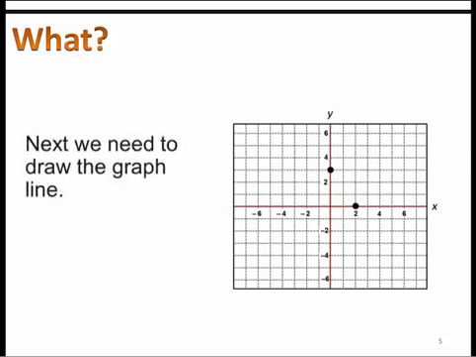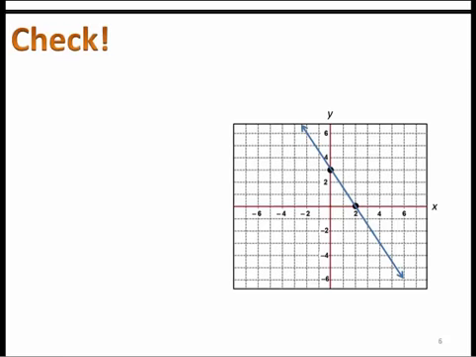The next thing we need to do is draw the graph line. When you're doing this, you want to make sure that you take your time and line the intersection of those points up very well before you draw your line. Drawing it accurately will help us in this next step where we're going to check to see whether or not we've done this math correctly and gotten our intercepts recorded.